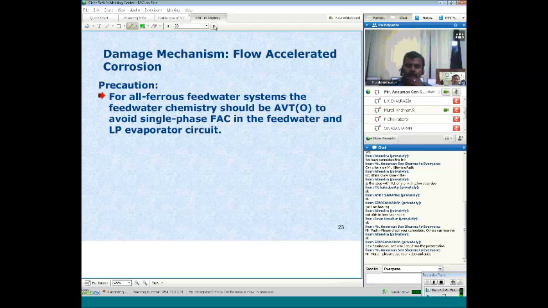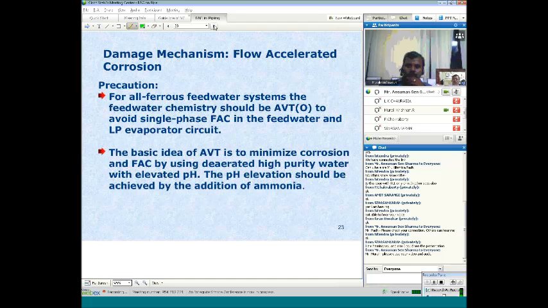AVT(O) is different. In AVT(O), basically what we need to do is increase the pH of the system by using ammonia, right? And there should not be any kind of oxygen scavenger used. That is AVT(O).